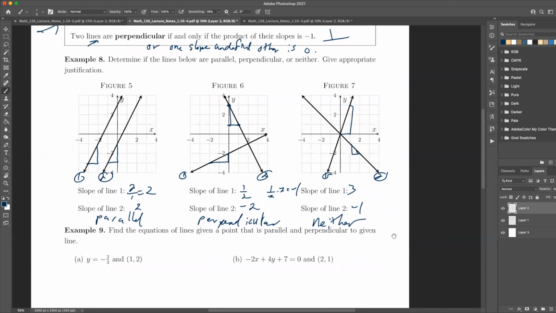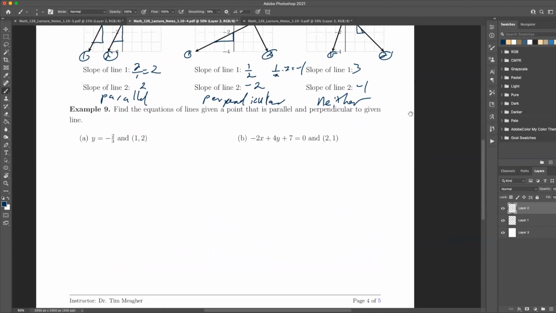All right, so what are we going to do with all this? Let's start with B, and we'll go back to A. We're going to find the equation of the lines given a point. So they go through this point and are both parallel and perpendicular to the given line. Here I'm giving you a line, and the first thing to do is find the slope of that line.